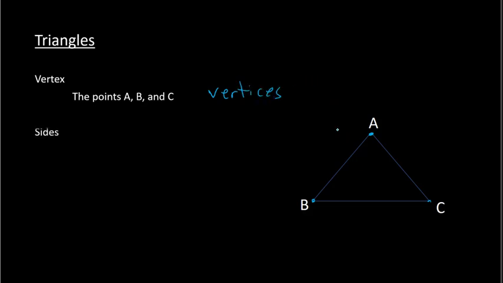Alright, and then the sides would be these different line segments. So we have segment AB, segment BC, and then segment AC. Those are my sides. And then within the triangle and any polygon, I have different angles. So in this particular triangle, we have angle ABC, which is right here. We would have angle BCA, which would be right here, BCA. And then we have angle BAC, which would be right here. And again, remember that this middle letter is going to be the vertex of that particular angle.